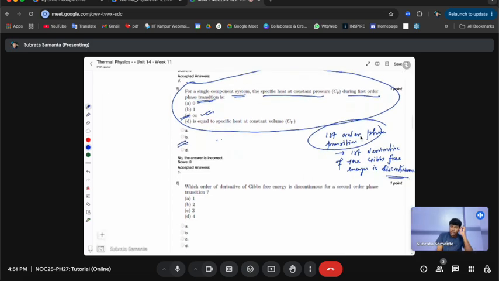So this is for a single component system. If there are multiple components, then it might be different. I think it depends on other things if it is a multi-component system. I'm not going into this system now. If time permits, I'll discuss later. Any questions?